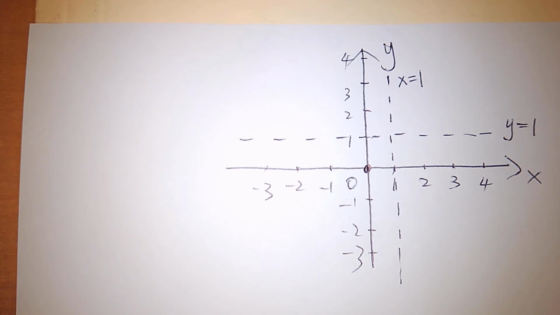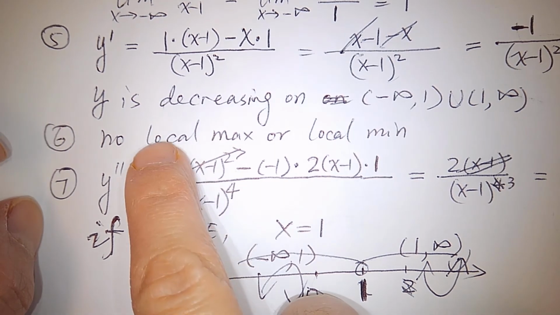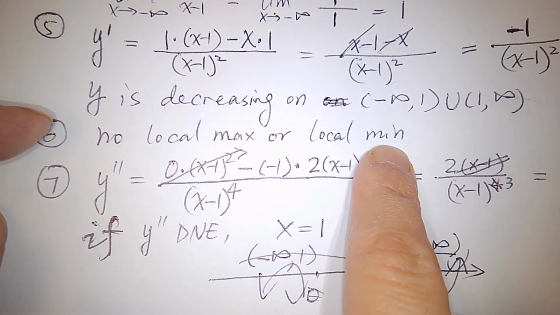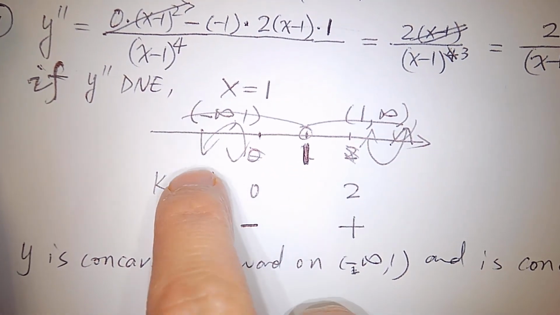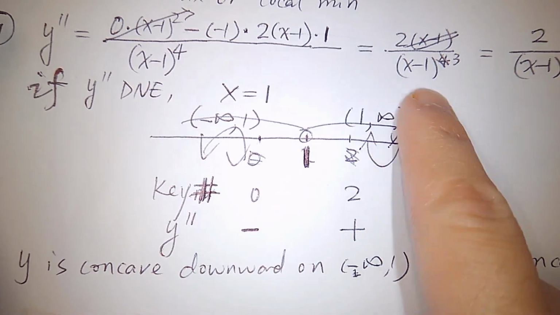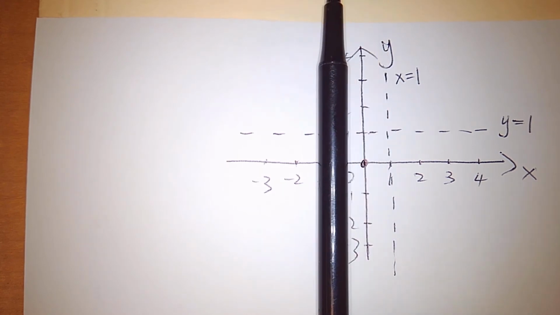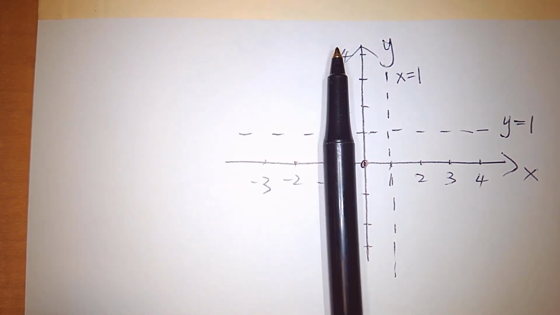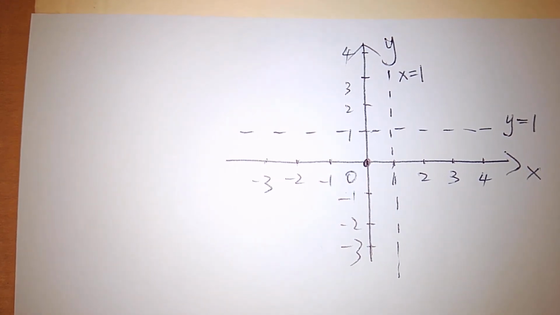Right? All right, so that was the first 4 steps. Step 5, y is decreasing on the entire domain. No local maximum or local minimum. Step 7, when x is less than 1, the graph looks like this, okay? Concave downward. When x is greater than 1, the graph is concave upward. That means when x is less than 1, the graph is concave downward, and when x is greater than 1, upward. That's what we know so far from all of those steps.